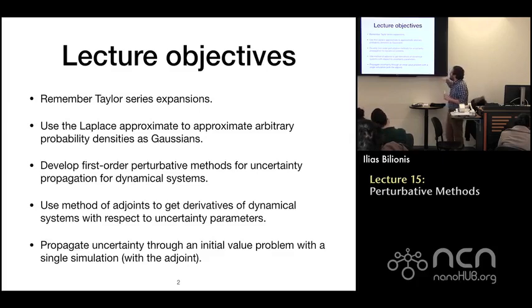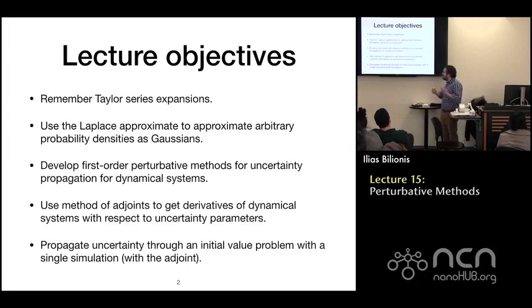And then as soon as we have the Laplace approximation, we will develop the first order perturbative method to propagate uncertainties through an expensive model. Now it will turn out that the perturbative method will require the derivative of your model with respect to the uncertain parameters. If your model is an analytical function, then that should be trivial. But if your model is a dynamical system or a partial differential equation, then getting the derivative with respect to any parameters you may have is not trivial.